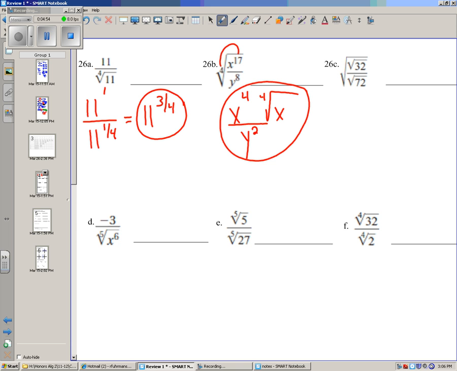And for 26c, it's the square roots inside square roots. So what I'm actually going to do is just ignore all the square roots to start with, and I'm going to simplify the fraction 32 over 72, and I'm going to take an 8 out of both of them. So when I do that, I get 4/9.